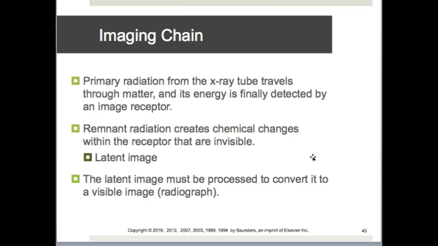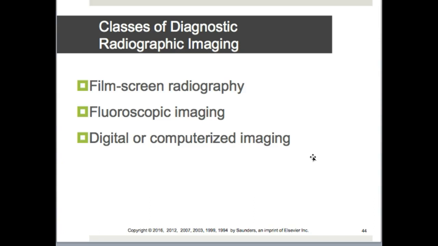All right, so the imaging chain. Primary radiation from the X-ray tube travels through matter and its energy is finally detected by the image receptor. Remnant radiation creates chemical changes within the receptors that are not yet visible. It's called a latent image. Once the image receptor has an image on it, but we can't see it, it's called latent. A latent image must be processed and converted to a visible image. So we have film screen, fluoroscopic imaging, digital or computerized imaging.